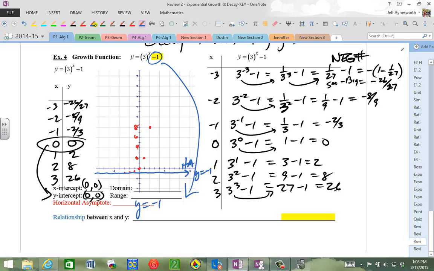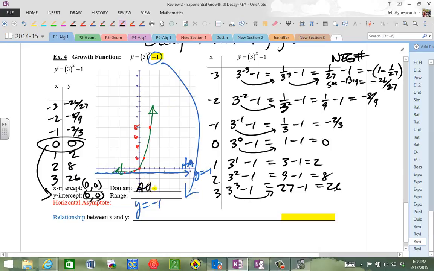All the y values in the function lie above it. It's a growth function. That's why the y values go up. They're increasing. And so it goes infinitely left and flattens out and gets closer to the line. We say asymptotic to the line. The domain, all reals, because you can take 3 to any power you want. Range, well, they're all bigger than negative 1. All of these right here, the range is greater than negative 1.